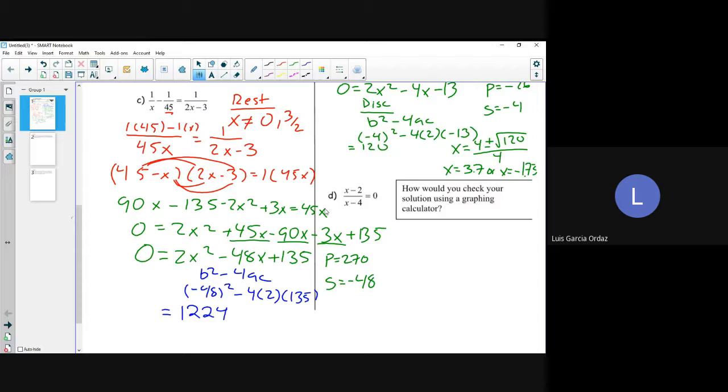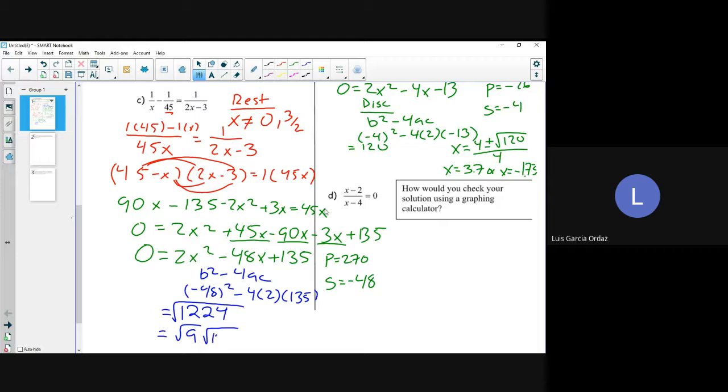So can we simplify this root? Good question. Nope. Oh well, it's going to be a decimal. So if we do 9 times 136, it gives us 1,224. Okay, so we get root 9 times root... Yes, we're simplifying radicals now.